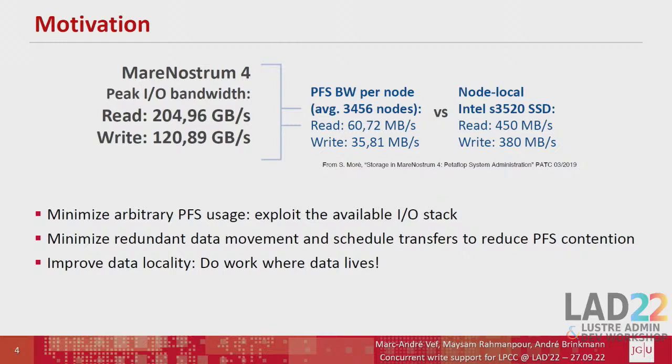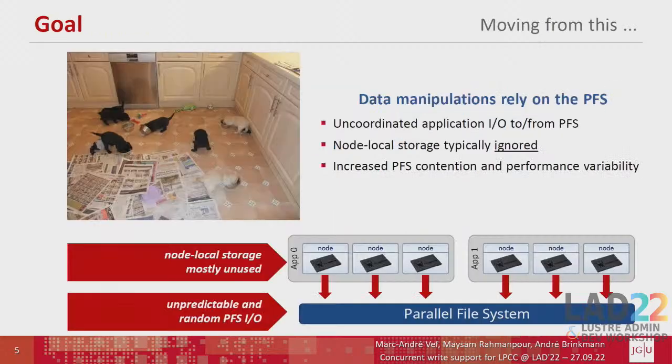So one of the things here, of course, in the motivation is that we want to exploit the whole I/O stack and reduce the data movement. For example, if we have data that is only used within a job but not later written out to the storage system, or is not supposed to be written out, then it doesn't make sense to write it down to the parallel file system. So in the end, we improve data locality and do work where the data actually lives.